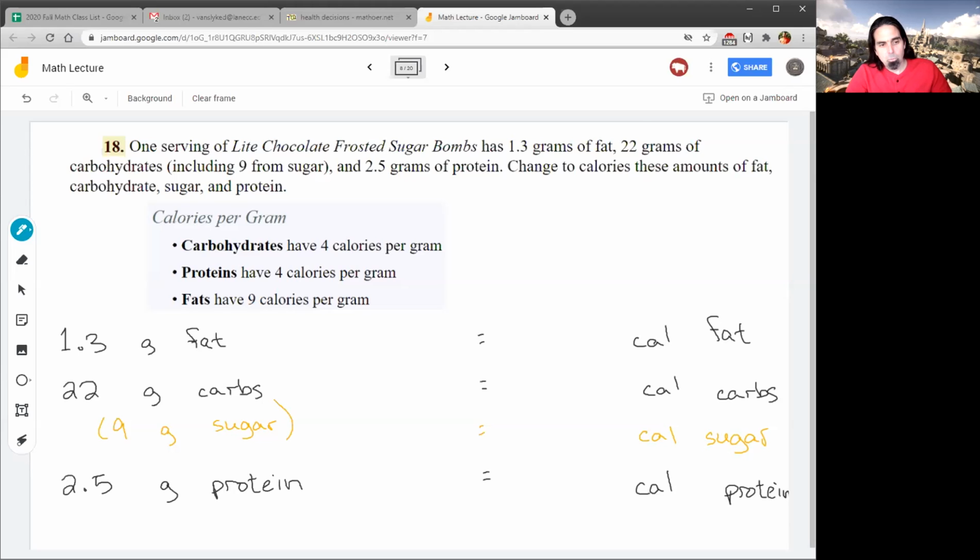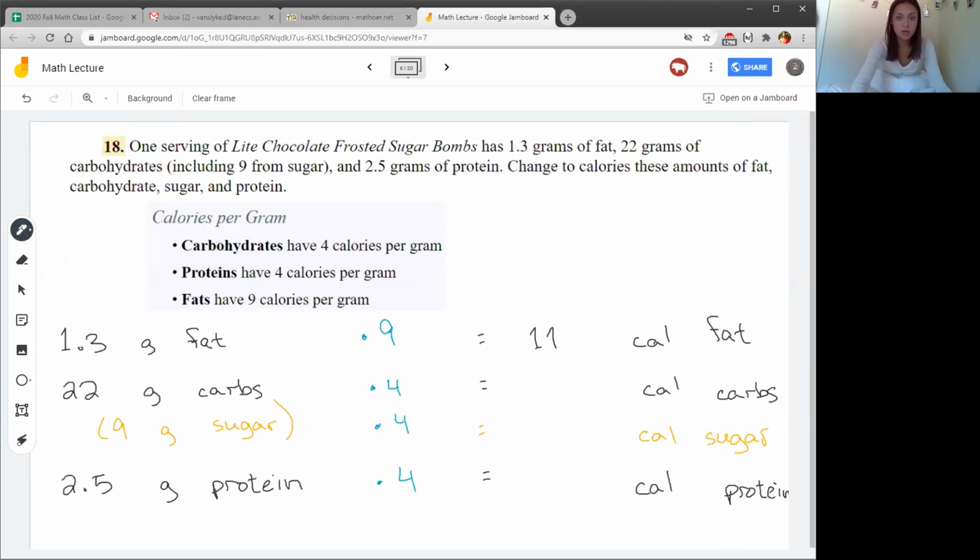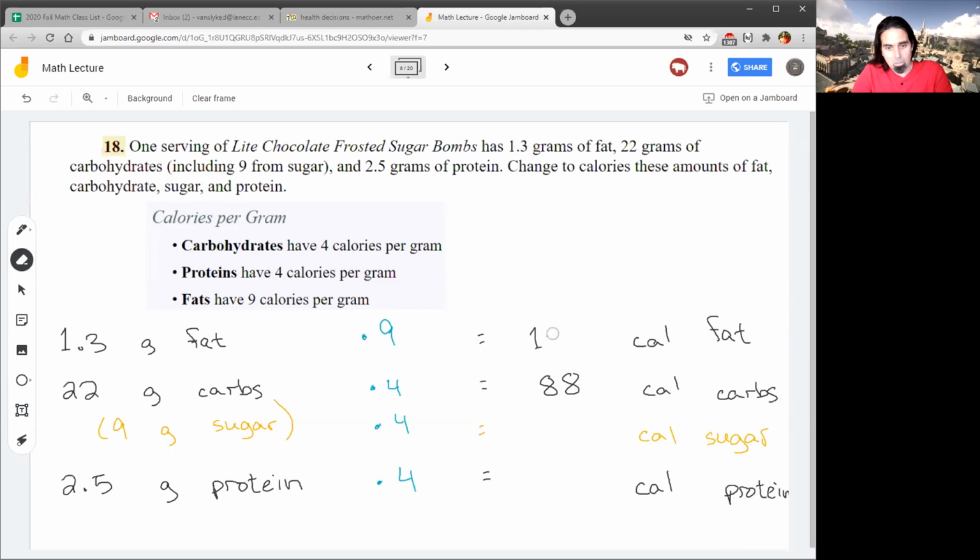Okay, as before, the fat is times 9, the others are times 4. I should probably be consistent and round that to 12, huh? Since I've been rounding calories all day.